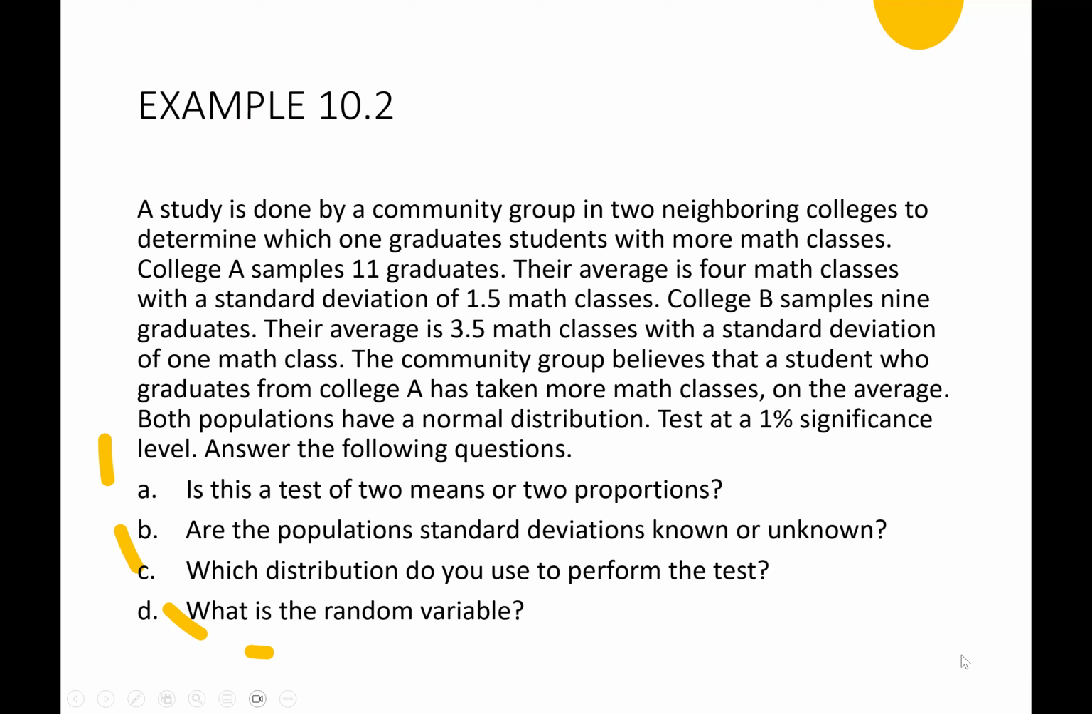What's the random variable? Well, we didn't really discuss this. The random variable is the difference in the means. So it is X bar sub A minus X bar sub B. Since we're looking at 2 distinct populations, it's the difference in those populations.